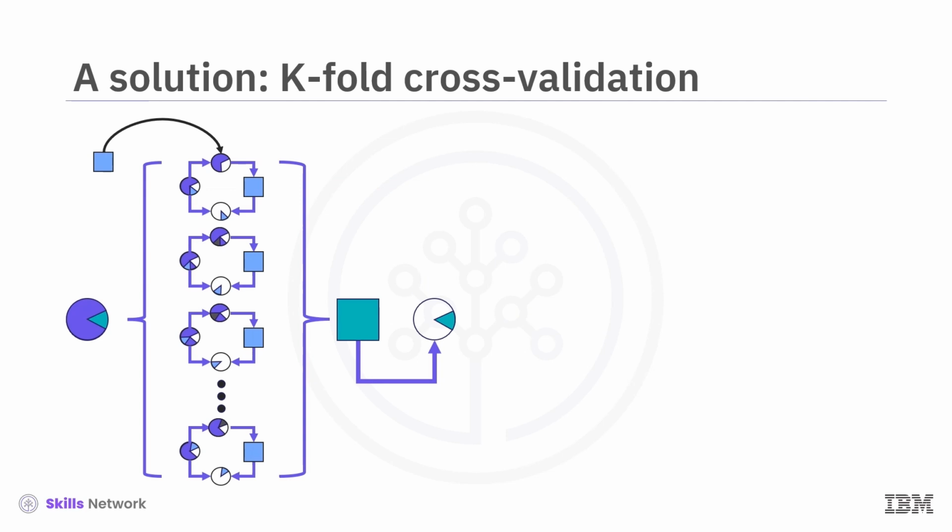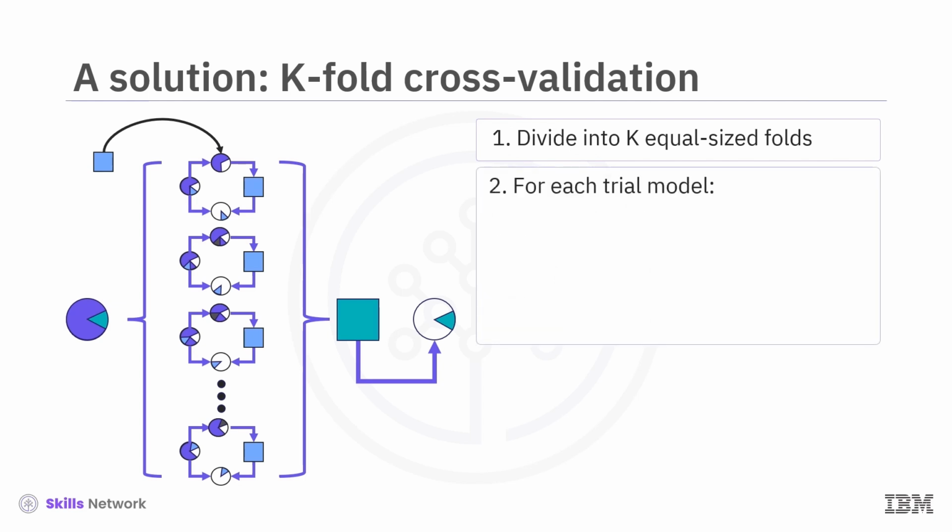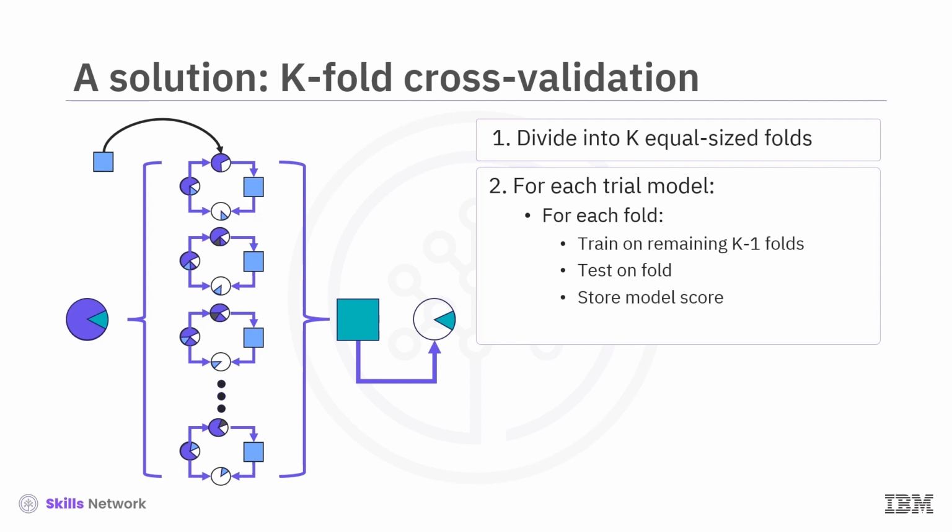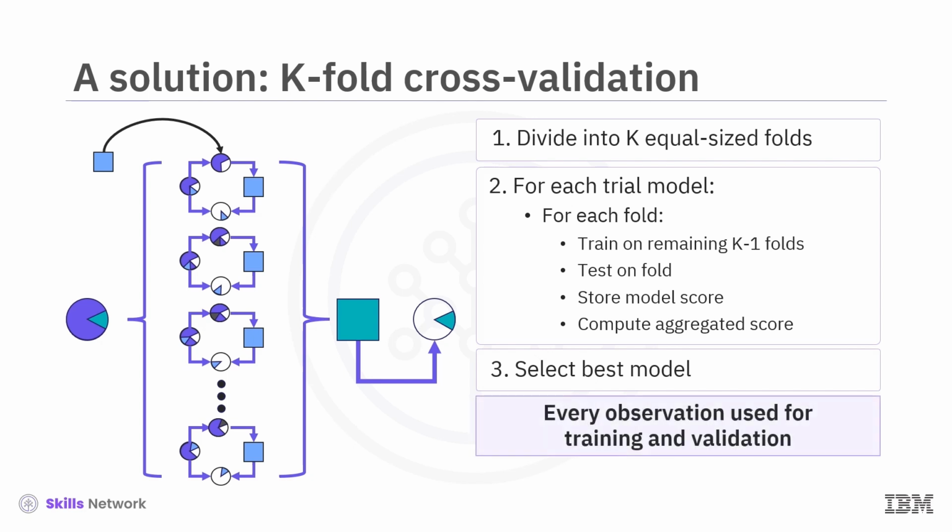A solution to avoid overfitting your test data while trying to optimize the model's hyperparameters consists of a few key steps. Divide your data into k equal-sized folds to be used as validation subsets. For each trial model or set of hyperparameters, and for each fold, train a model on the remaining k-1 folds. Test the model on the selected fold and store this model's score. Compute an aggregated score over all folds. Select the set of hyperparameters that led to the best model. Notice that every data point is used both for training and validation, greatly increasing the utilization of the data you have on hand. K-fold cross-validation, typically 5 to 10-fold, provides a more robust technique for estimating your model's generalizability to unseen real-world data.